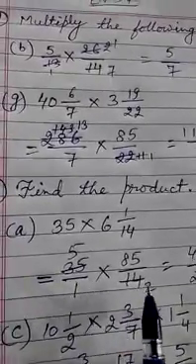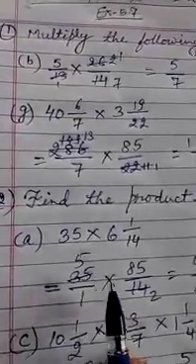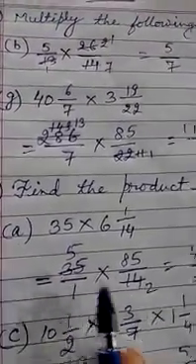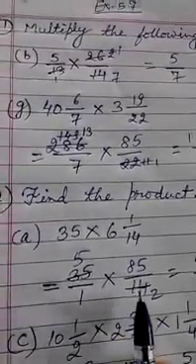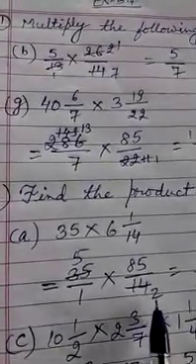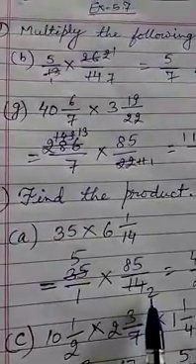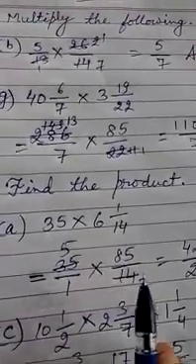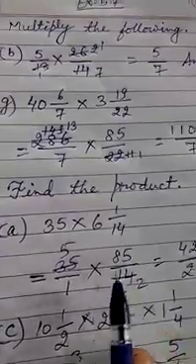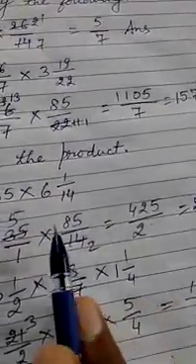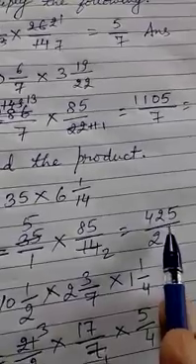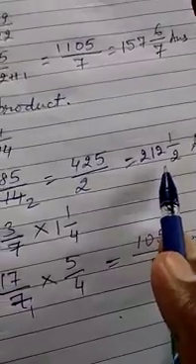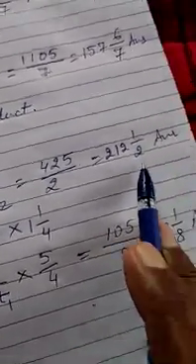Now you see here 35 and 14. 35 is in the numerator and 14 is in the denominator. 7 is a common factor in this. So you will divide these by 7. 7 twos are 14, you cut 14 and at the place of 14 you write 2. 7 fives are 35, you write here like this. Now no number can be divided. So you will multiply the numerator and multiply the denominator and write the answer. 5 into 85 is equal to 425, by 1 into 2 is equal to 2. Now you convert this into a mixed fraction and then write the answer. 212 whole 1 by 2 is the answer.